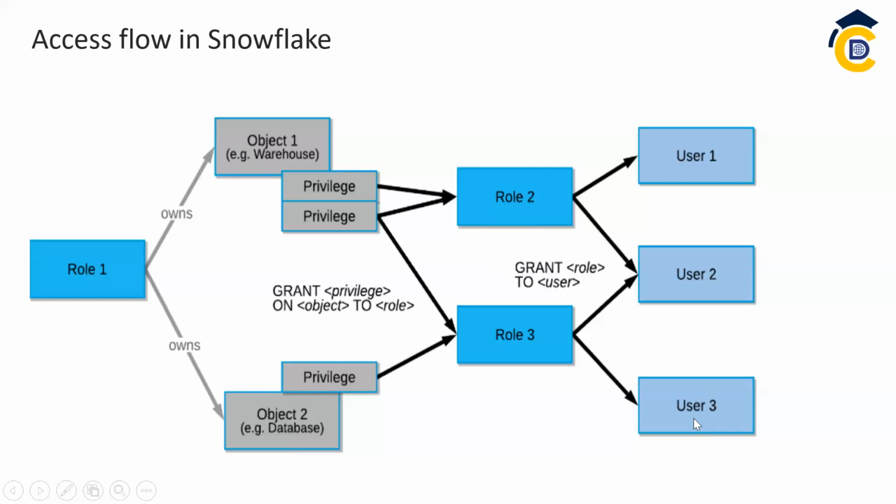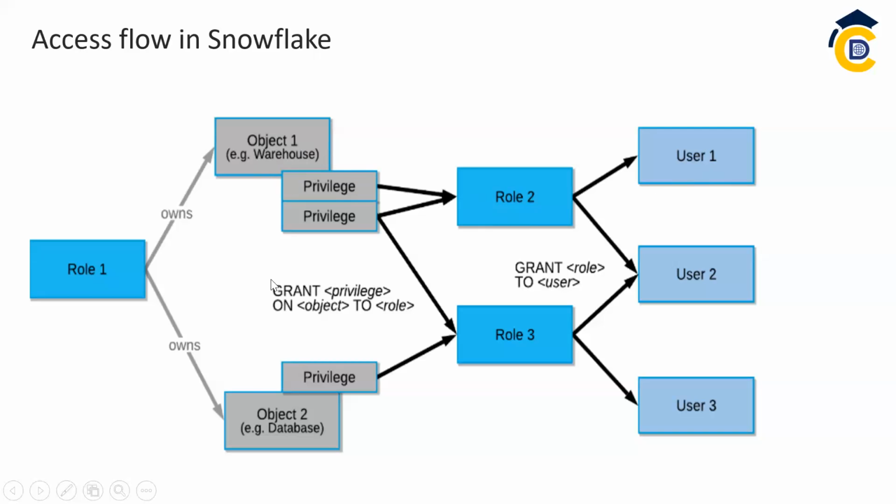And user 3 is associated with role 3, correct? And role 3 has access to both the warehouse and the database. So user 2 and user 3 both will be able to access the warehouse and database, while user 1 can only access the warehouse because it is associated with role 2, which in turn has privilege only on the warehouse.